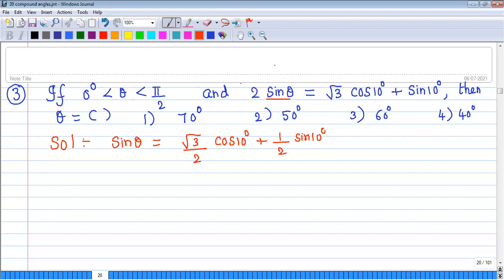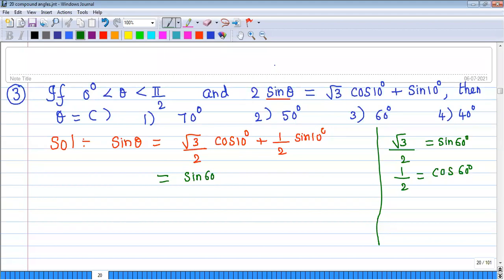But here we should have one idea. What is the idea? We need to write the equivalent sine value for root 3 by 2. This is equal to sine 60. Am I correct? Yes, sir. And 1 by 2 is the equivalent value of cos 60. So root 3 by 2 is nothing but sine 60 degrees cos 10 plus cos 60 degrees sine 10 degrees.